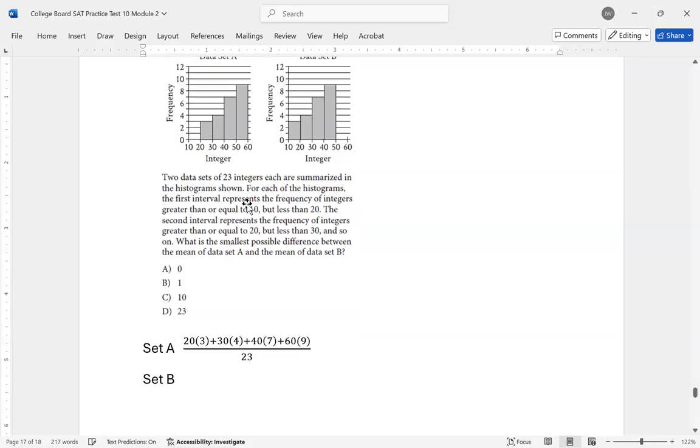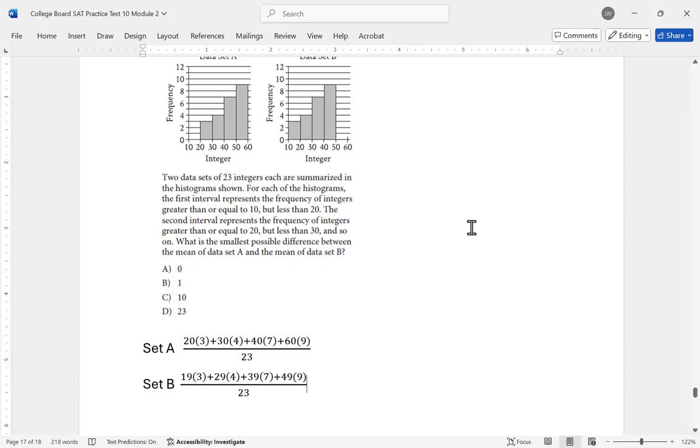Set B, well, at its highest, if you think about the highest number in this 10 to 20 category, it could be 19. So for data set B, we could get 19 3 times, plus 29 4 times, plus 39 7 times, plus 49 9 times, over 23.